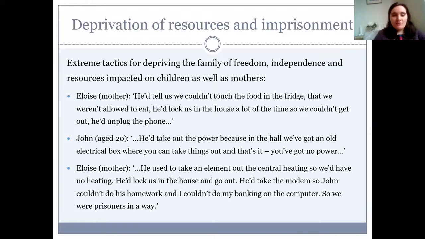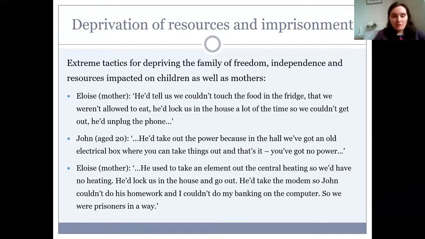Some perpetrators used extreme tactics for depriving the family of freedom, independence, and resources, and they did this to their children as well as the mothers. So this is a mother and son who were interviewed together because they wanted to be. He'd tell us that we couldn't touch the food in the fridge, that we weren't allowed to eat. He'd lock us in the house a lot of the time so we couldn't get out.